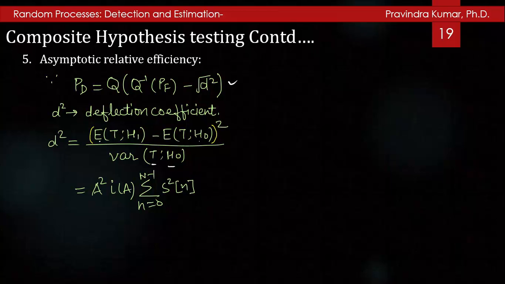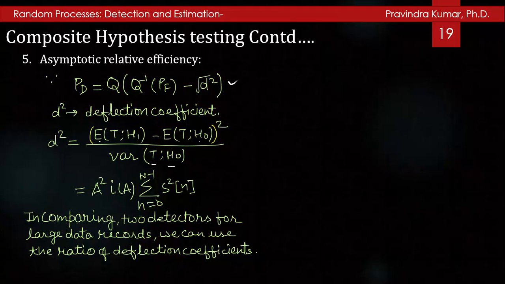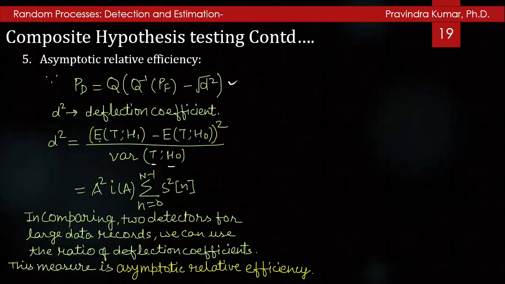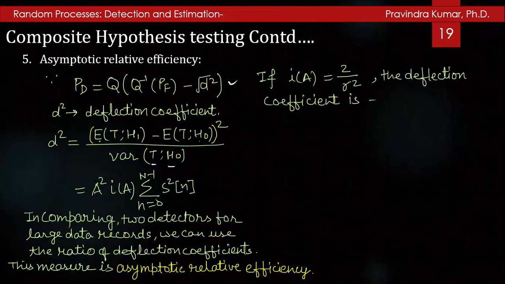The deflection coefficient for this detector is also related to the efficiency of the test statistic. In comparing two detectors for large data records, we can use the ratio of the deflection coefficients. This measure is known as the asymptotic relative efficiency. And if I(A) is equal to 2 by sigma square, then the deflection coefficient will be 2N A square by sigma square.